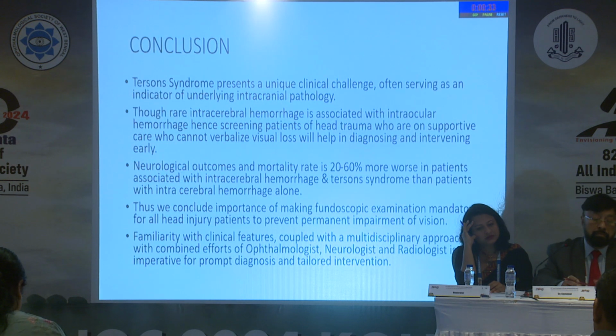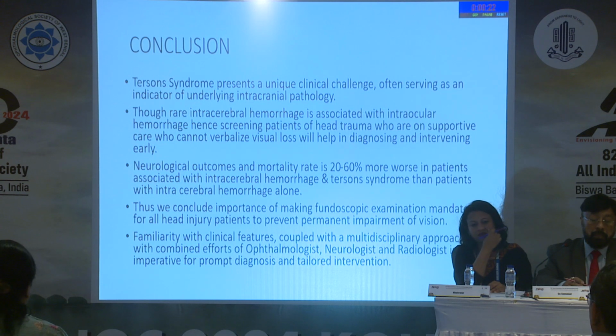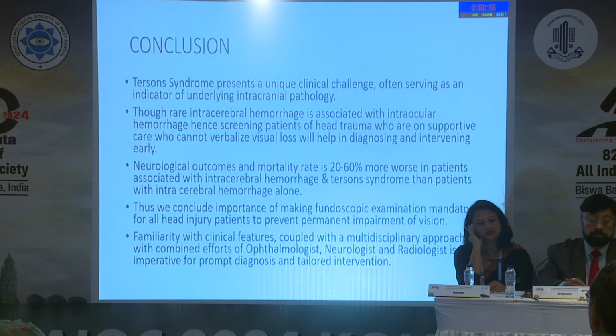Conclusion: Terson syndrome presents a unique clinical challenge, often serving as an indicator of underlying intracranial pathology. Though rare, intracerebral hemorrhage is associated with intraocular hemorrhage, hence screening patients with head trauma who are on supportive care and cannot verbalize their visual loss will help in diagnosing and intervening early. Neurological outcomes and mortality rate are 20 to 60% worse in patients with intracerebral hemorrhage and Terson syndrome than in patients who have intracerebral hemorrhage alone.